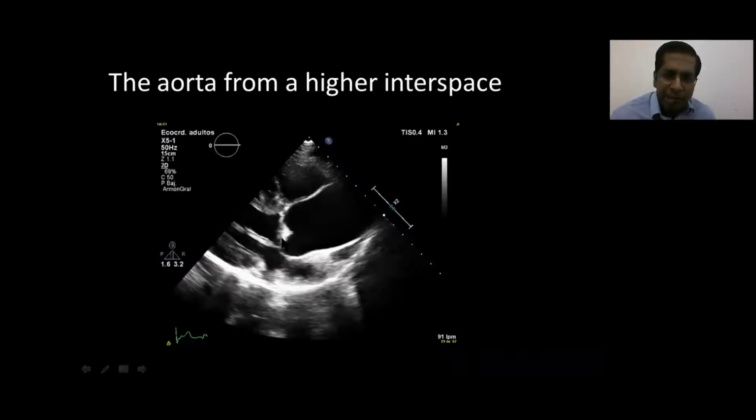Then we can report it by saying that the ascending aorta measures 4 centimeters or 40 millimeters at a distance of 40 millimeters or 4 centimeters from the aortic annulus. So that the next time somebody measures it, they know that they should be measuring roughly 4 centimeters or 40 millimeters away from the aortic annulus. So that serves as a landmark for further follow-up.